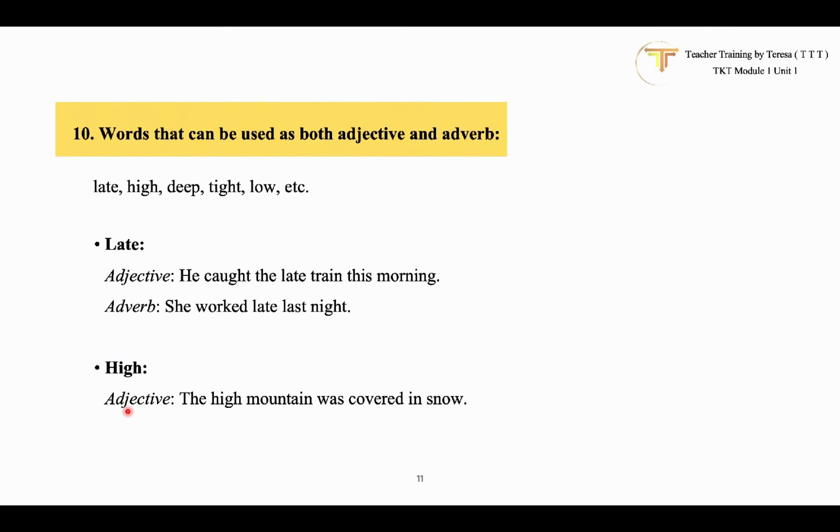High. Adjective: The high mountain was covered in snow. Adverb: The kite flew high in the sky.